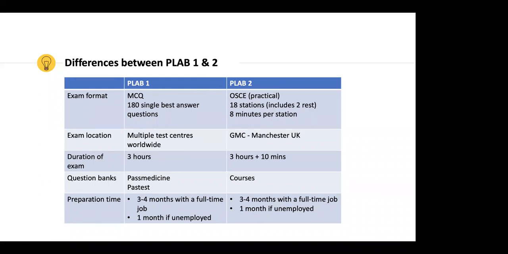In terms of PLAB 2, it's more practical. It's an OSCE based exam with 18 stations normally. This is before COVID. 2 of which were rest stations, and each station is about 8 minutes long. In terms of locations, PLAB 1 has multiple test centers worldwide. However, PLAB 2 needs to be taken in Manchester at the GMC. The duration of each exam is around 3 hours each.